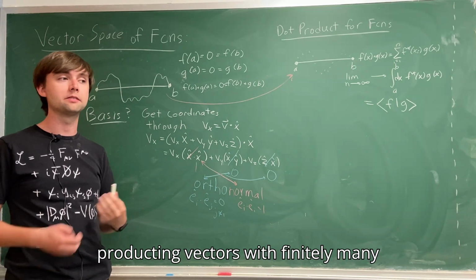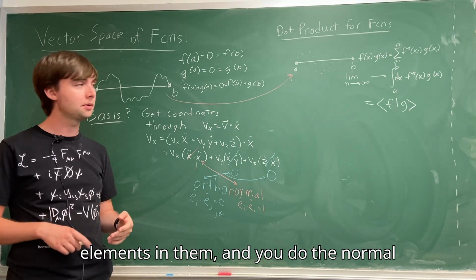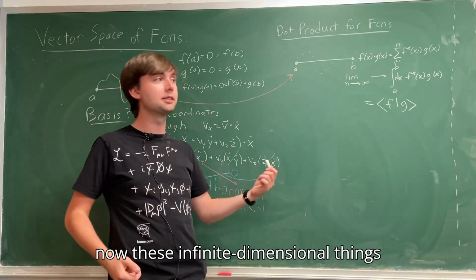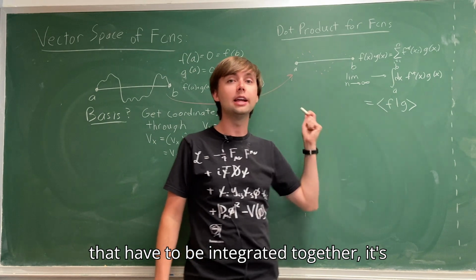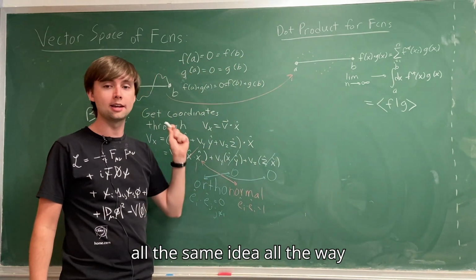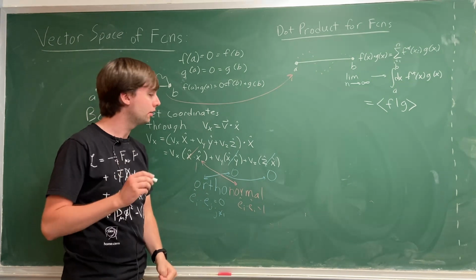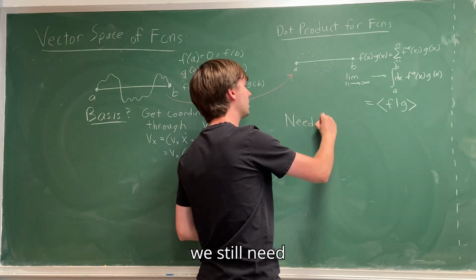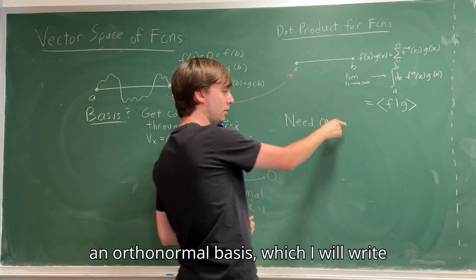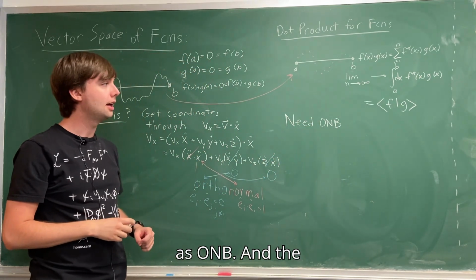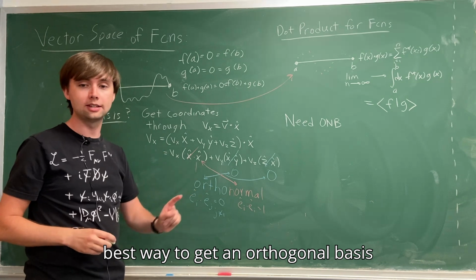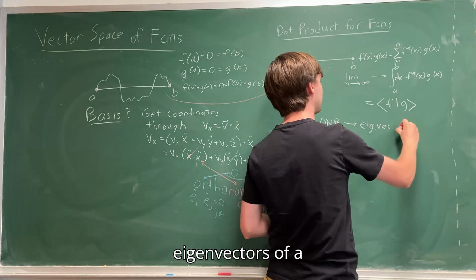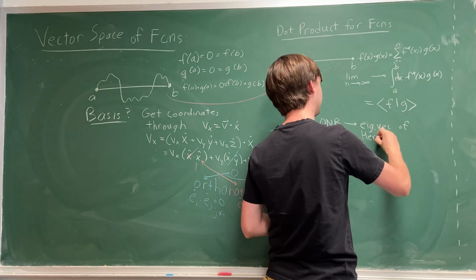When you're dot producting vectors with finitely many elements in them, and you do the normal dot product, versus if your vectors are now these infinite dimensional things that have to be integrated together, it's all the same idea all the way through. However, we do not yet have an orthonormal basis. We still need an orthonormal basis, which I will write as ONB. And the best way to get an orthogonal basis is to get the eigenvectors of a Hermitian operator.